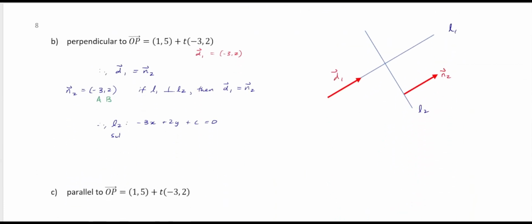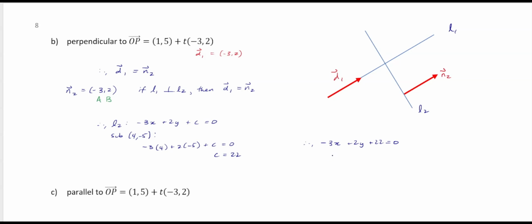So sub 4, not 4, 5, 4, -5, but I think you knew what I meant. -3 times 4 plus 2 times -5 plus c is equal to 0. So isolating for c, c is equal to 22. Okay, so you'll see that I have, therefore, -3x plus 2y plus 22 is equal to 0.